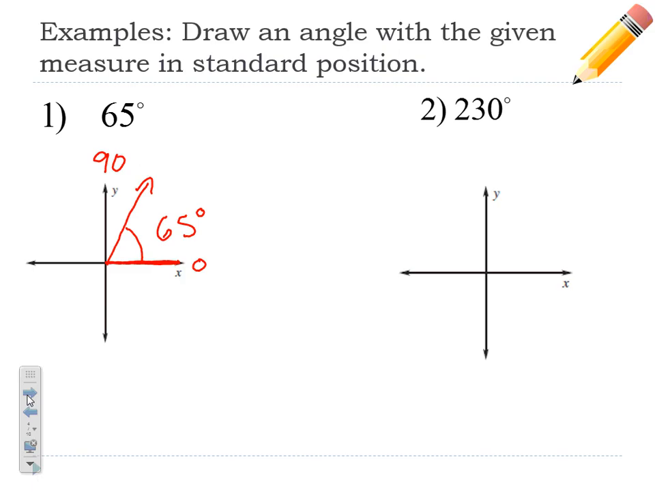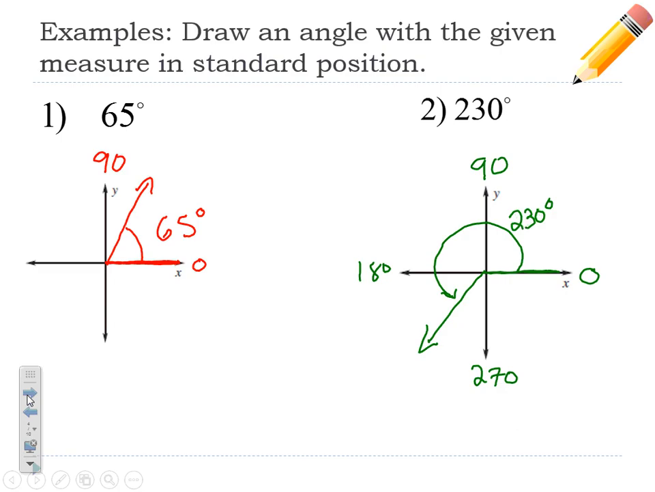Same thing for this one over here. We have 230. We start on our initial side. We have 0, 90, 180, 270. Now we know 230 is between 180 and 270, so I'll put in my terminal side over here. Draw in my angle. This is 230 degrees. Now you guys, they don't have to be precise and exact. We just want to have it in somewhat the right area, okay?